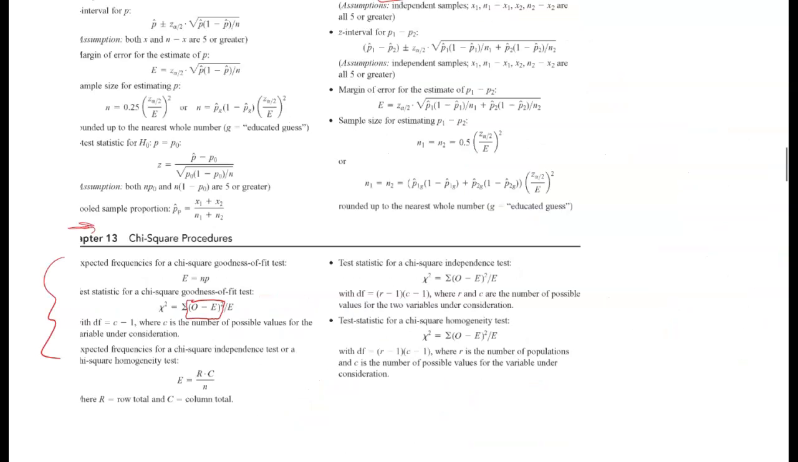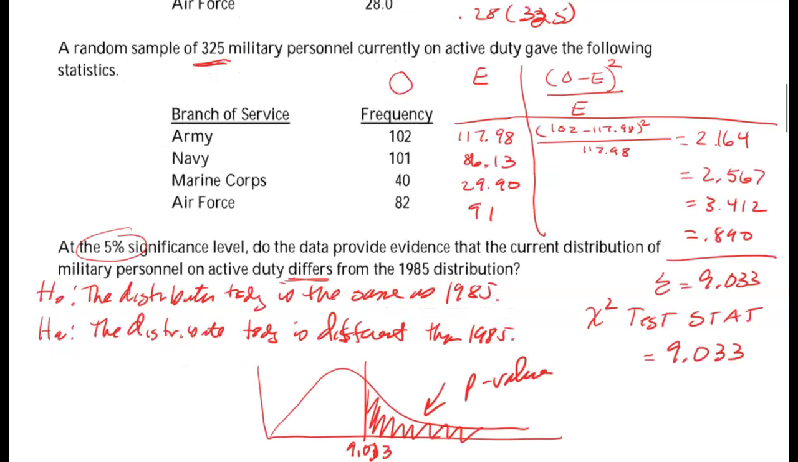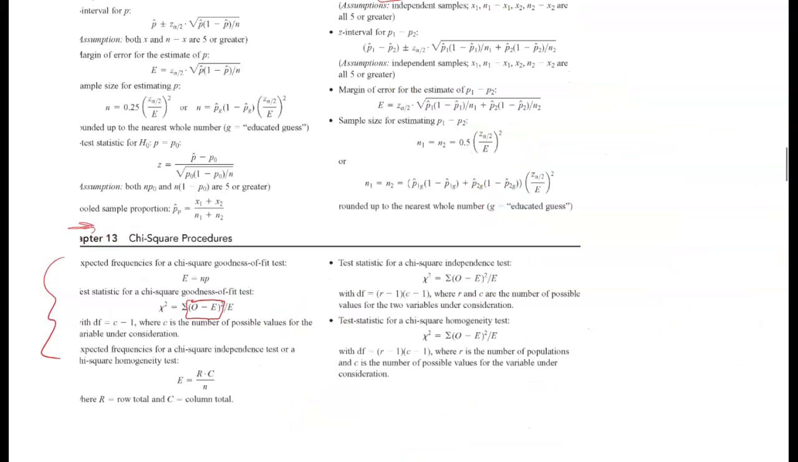For your chi-square, your degrees of freedom are simply C minus 1. C is the number of possible categories. So we had 4 categories, right? Army, Navy, Marine, Air Force. So 4 minus 1 is 3. We have 3 degrees of freedom. We're going to look for where 9.033 falls on our 3 degrees of freedom.